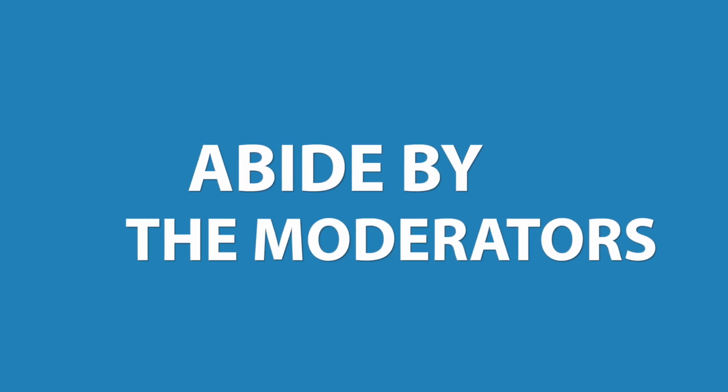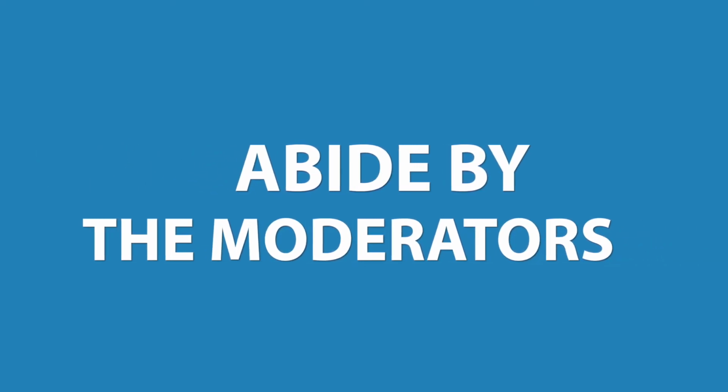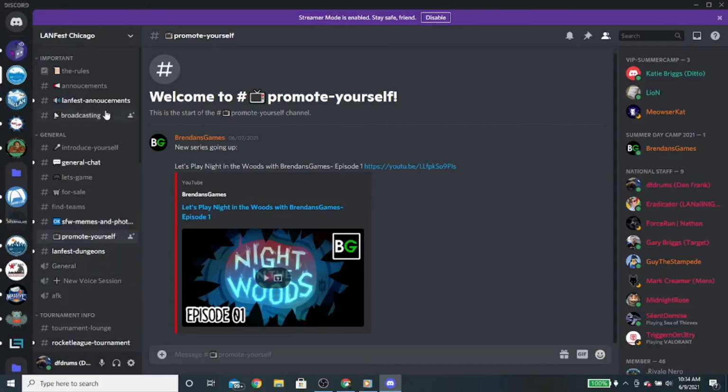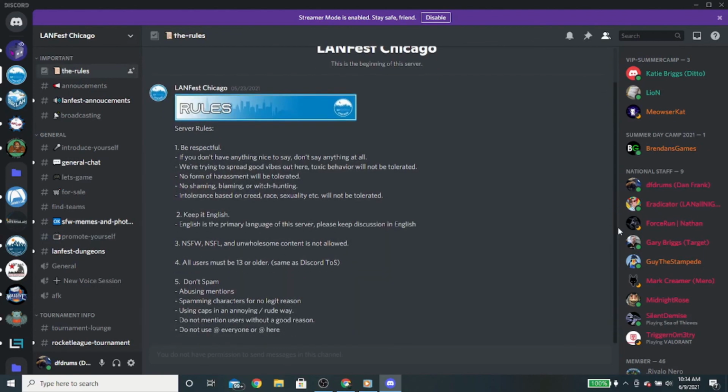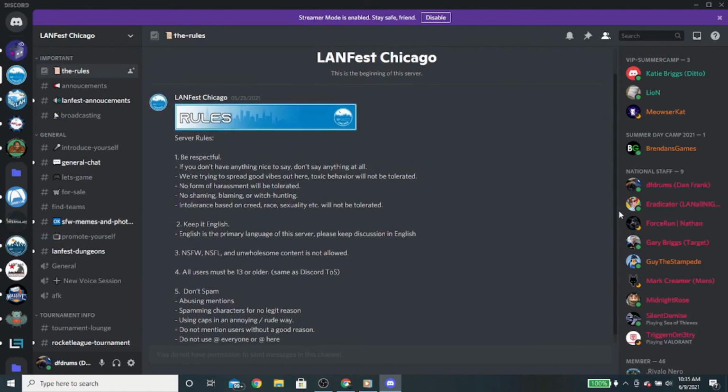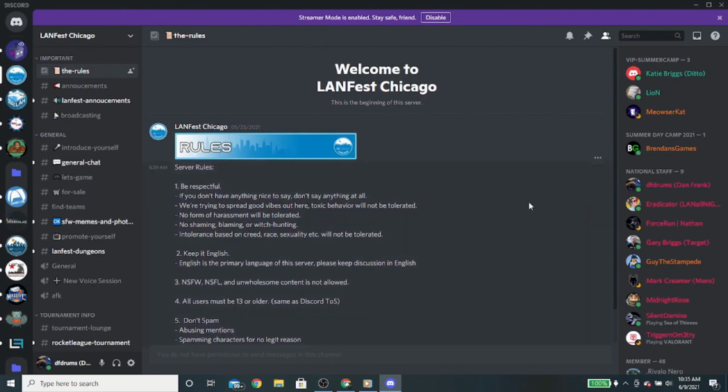Number 15, abide by the moderators. Moderators are here to keep the rules within the community. If a moderator reaches out to you about a particular event, be courteous and understanding with them. They usually are only there to remind members of the rules and keep the community positive and fun. If you have questions during the event, don't hesitate to reach out. There are many LANFest staff that are eager to help.